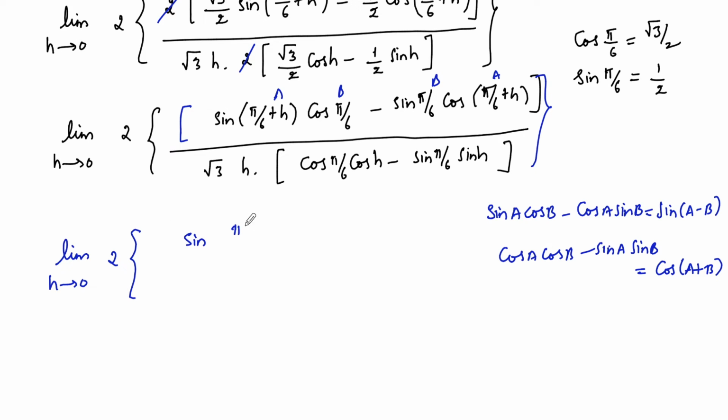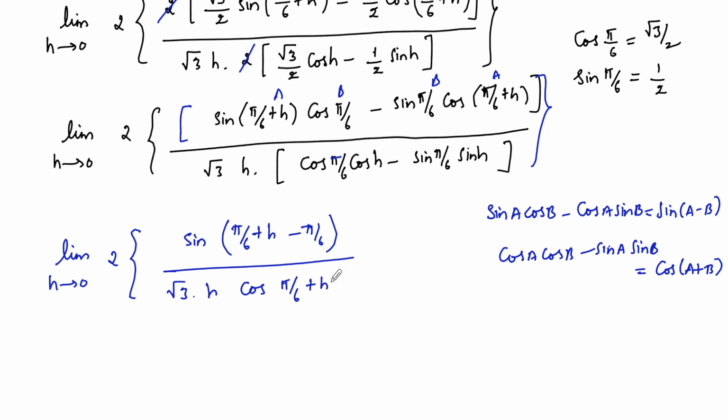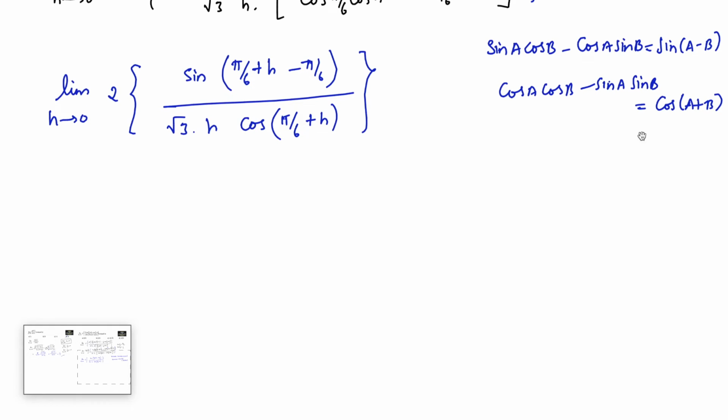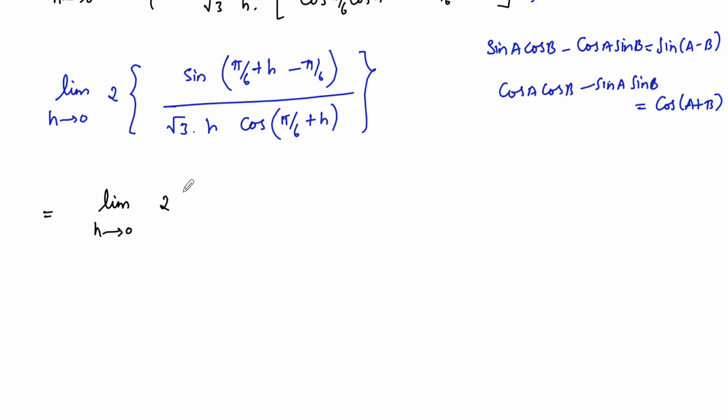So sin of pi by 6 plus h minus pi by 6. In the denominator, root 3 h into cos a cos b minus sin a sin b, so we can write cos of a plus b, that is cos of pi by 6 plus h. That is limit h tends to 0, 2 times, so here sin h upon root 3 into h into cos of pi by 6 plus h.